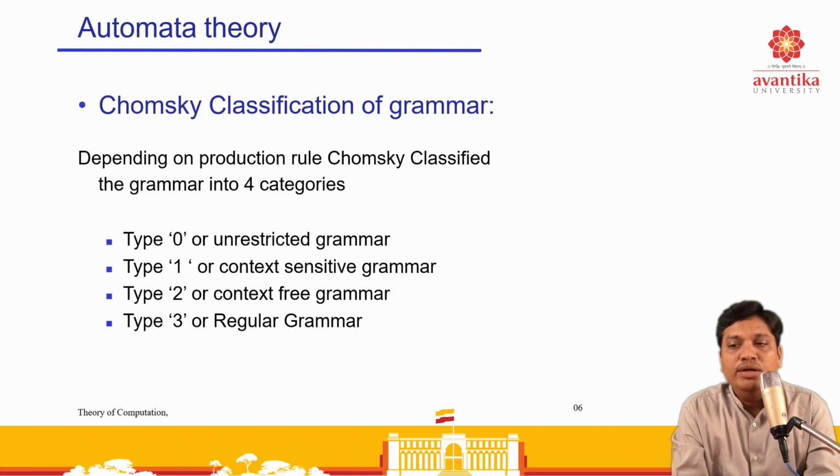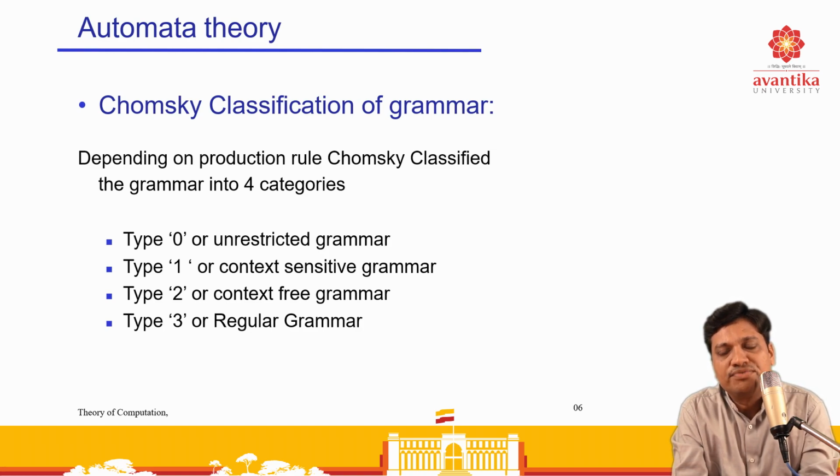According to Chomsky, grammar is classified into 4 parts: type 0 or unrestricted grammar, type 1 context sensitive grammar, type 2 context free grammar, and type 3 or regular grammar. Depending on the production rules, Chomsky classified the grammar into 4 categories.